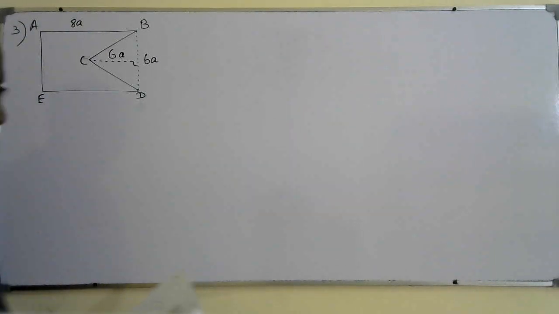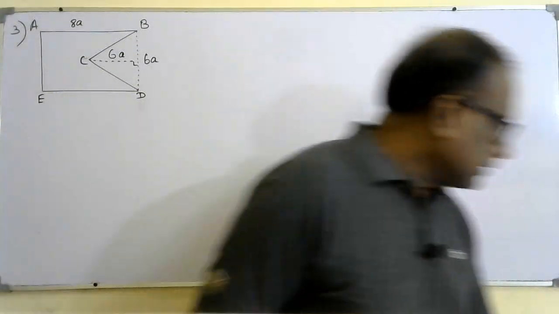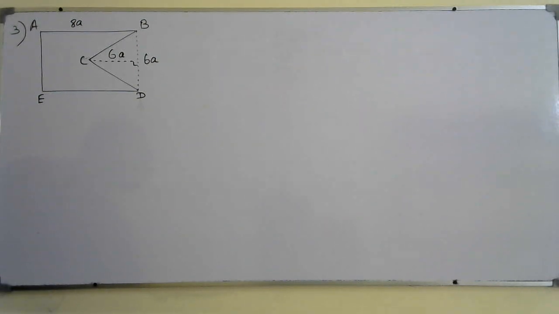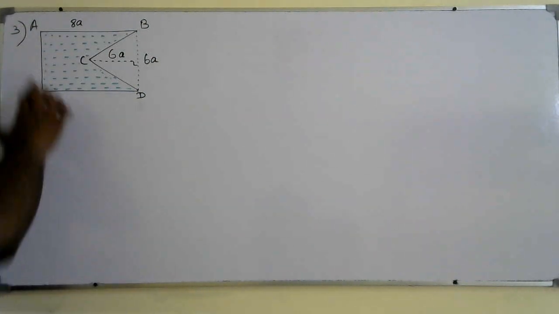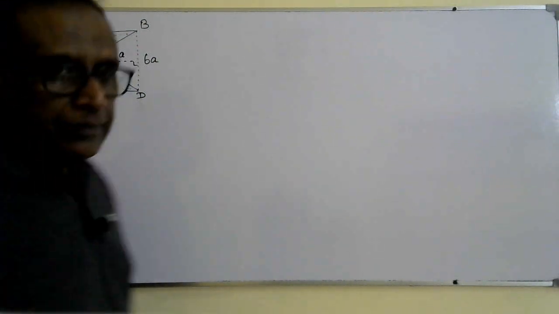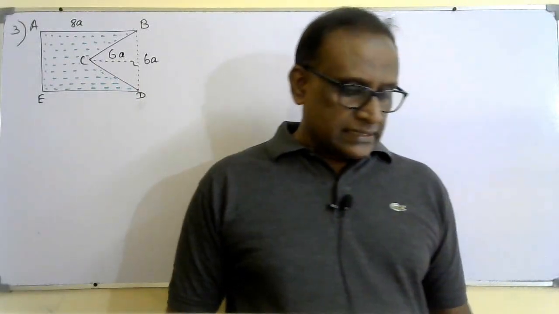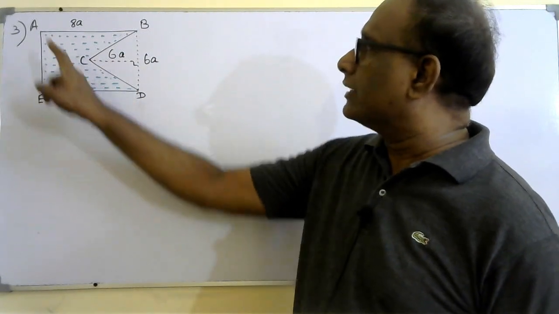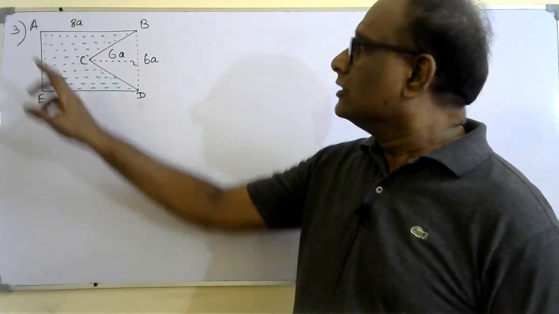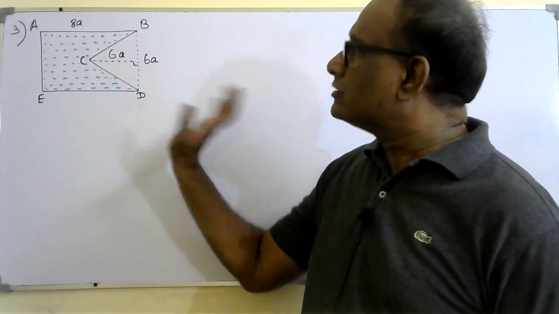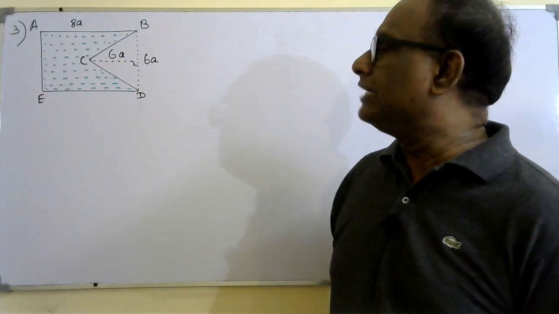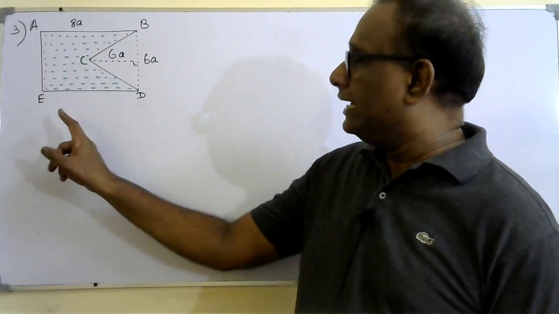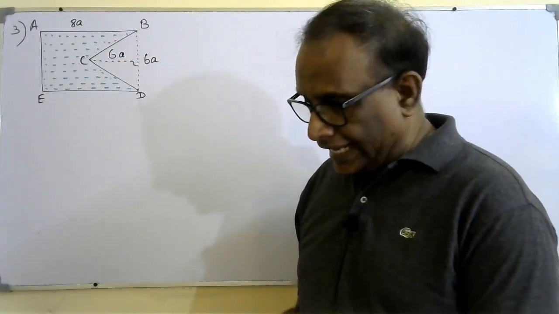Okay, question number 3. This diagram is given, and this portion is shaded. This lamina is made by removing a triangle BCD from the rectangle ABDE. So from that, this triangle is removed, and the remaining portion is the lamina. We need to find the center of mass of the lamina ABCDE from the line AE.